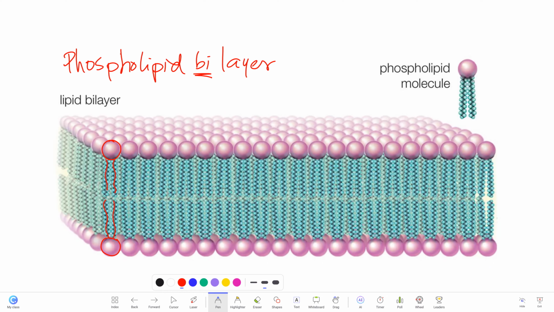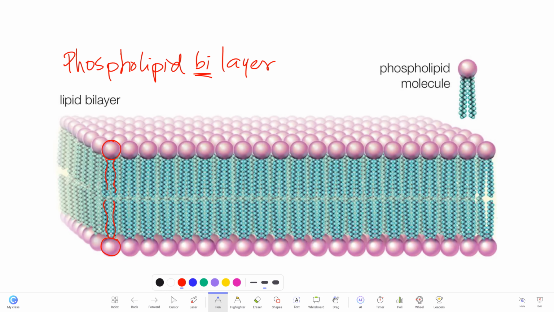Cholesterol. Describe phospholipid. Head. Tails. What's special about the head? Hydrophilic. And the tails? Hydrophobic. And how many layers? What do you call the cell membrane? The phospholipid bilayer. Okay.